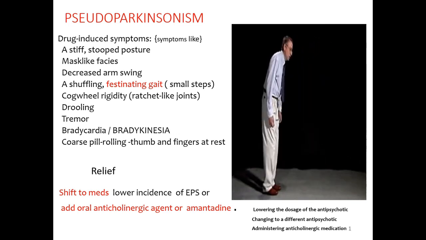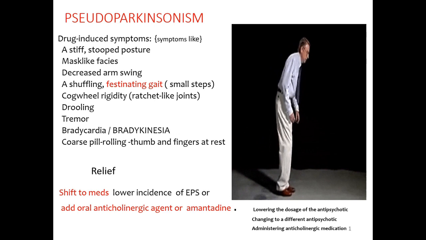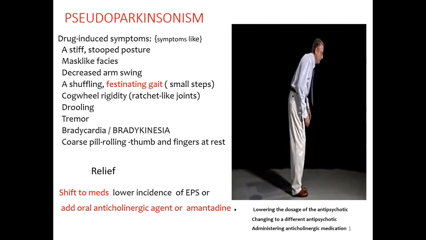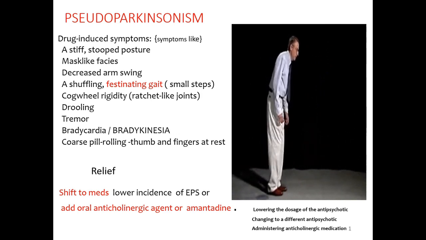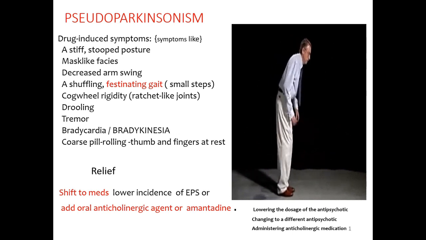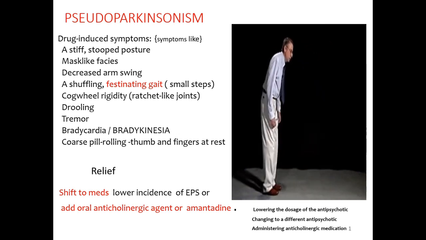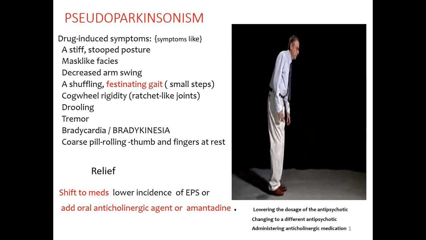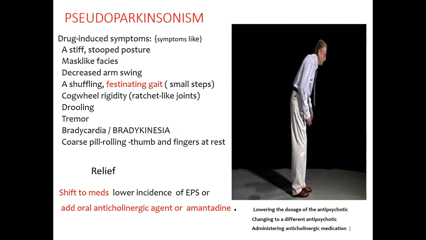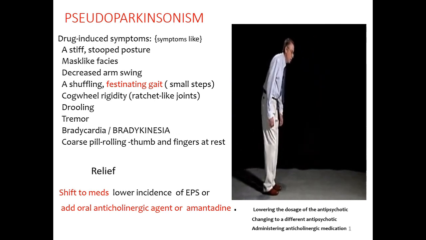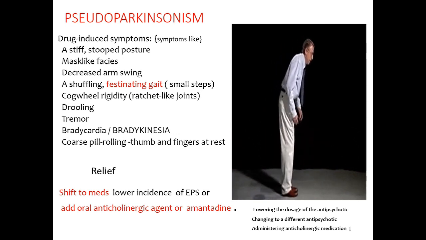And these words are jargons, and these words are basically exclusively describing pseudo-Parkinsonism. That's why when you hear the word pseudo-Parkinsonism, you always have to associate the words festinating gait, cogwheel rigidity, mask-like face, steep stoop posture. This is exactly how we describe pseudo-Parkinsonism. The patient is having drooling and tremors and bradykinesia. That is slow movement. And if you look at the fingers of the patient, there is a pill-rolling of the thumb and fingers whenever the fingers are at rest.